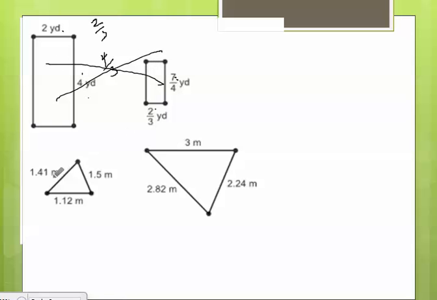Okay? Let's look at this one. If we go from 1.41 to 2.82, that looks like I'm multiplying it by 2. And then 1.12 times 2 would be 2.24. Looking good. 1.5 times 2 is 3. Yes, it is. All three of them are in the same ratio. This one is a dilation. Okay? Can you see how I looked at the length of the sides to get to that point?